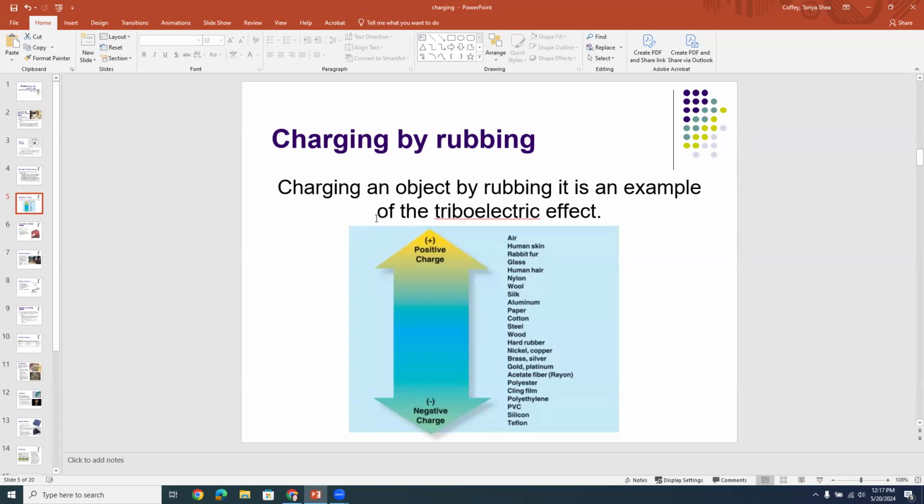So in terms of positively charged things, hair, human skin, rabbit fur, glass, human hair, those have a tendency to end up positively charged. And things like plastics, such as Teflon or PVC or polyethylene, polyester, those kinds of things have a tendency to gain negative charge and become negatively charged upon rubbing.